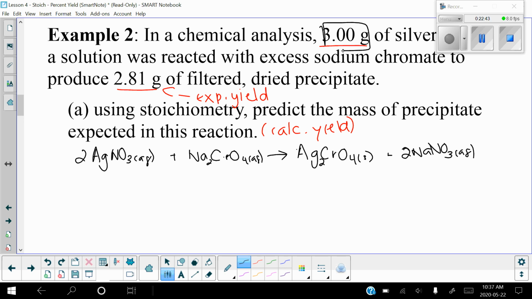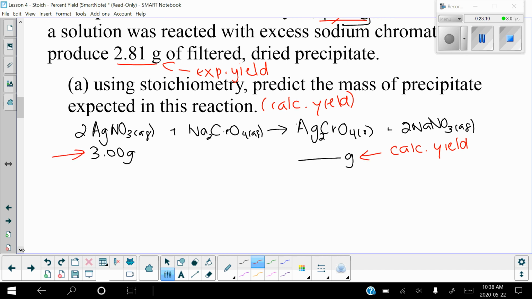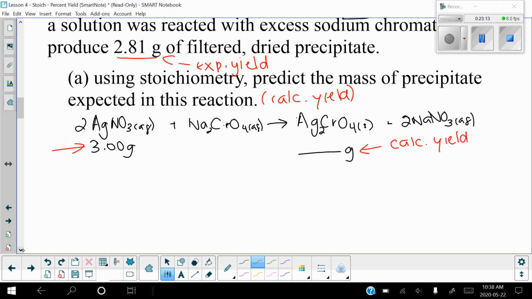The 3 grams of silver nitrate, I'm going to list that under silver nitrate. We are looking for grams of our precipitate. This is going to be my calculated yield. This number here, not this number. This number is used for the Stoich. A lot of students get confused and will use that number when calculating the percent yield. Okay, let's perform our Stoich. So we are looking for mass of silver chromate.